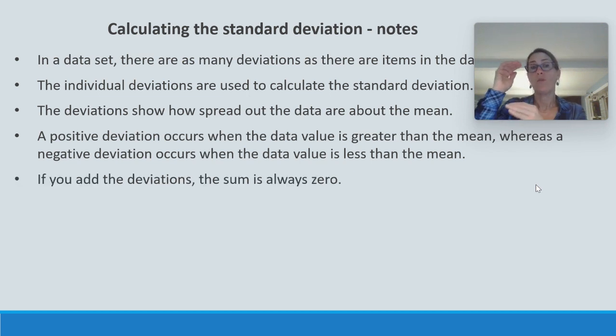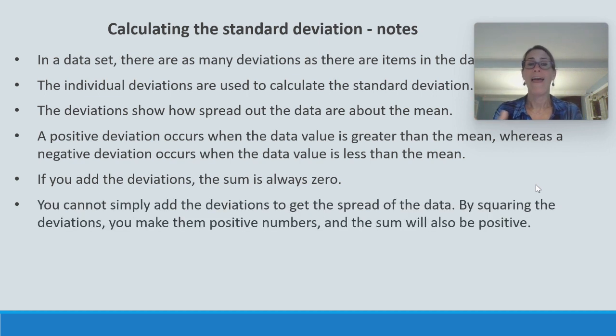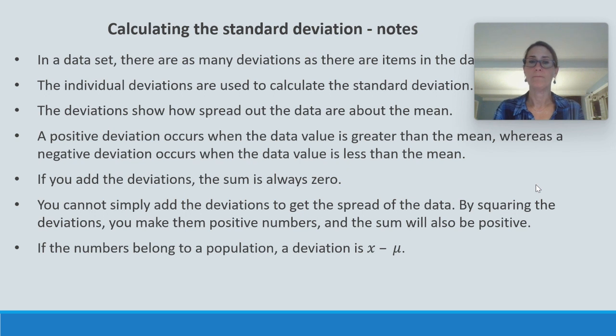Because of that, if you add up the deviations, you always get zero. And that's why we can't just do that to find something out about it. By squaring each of those numbers, positive and negative, we make them all positive and the sum is positive. And now we can tell something from that.